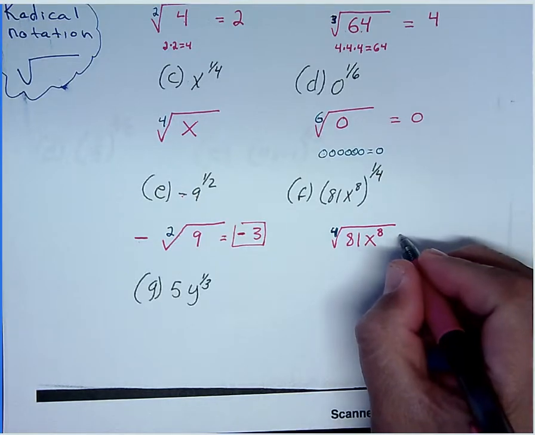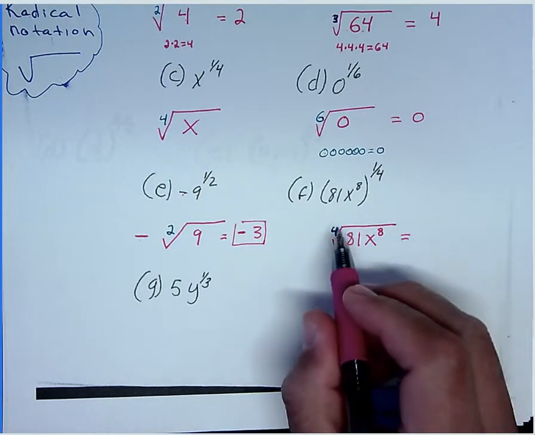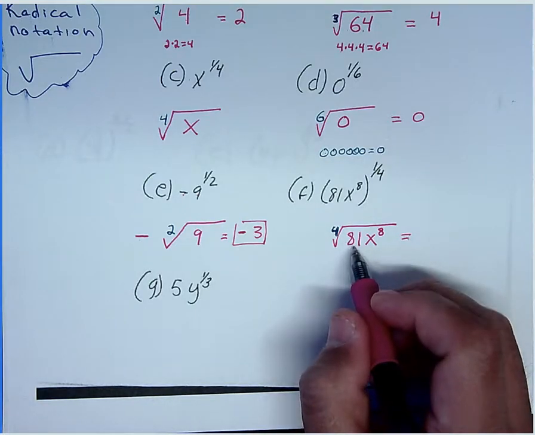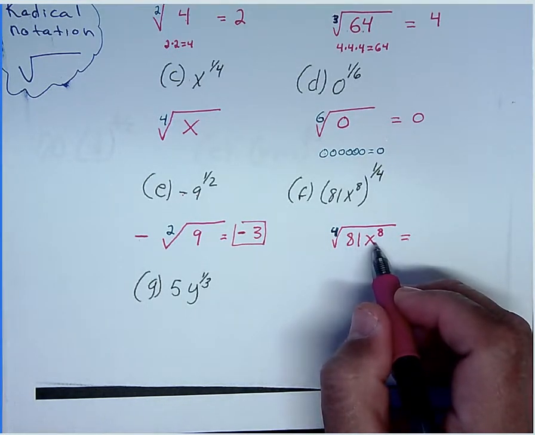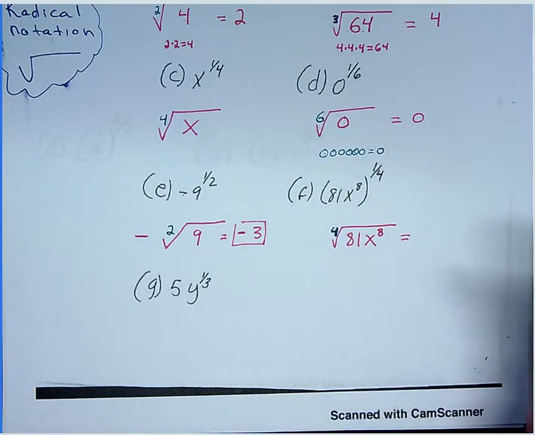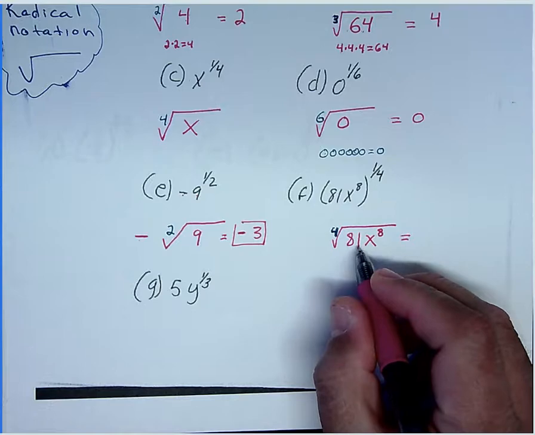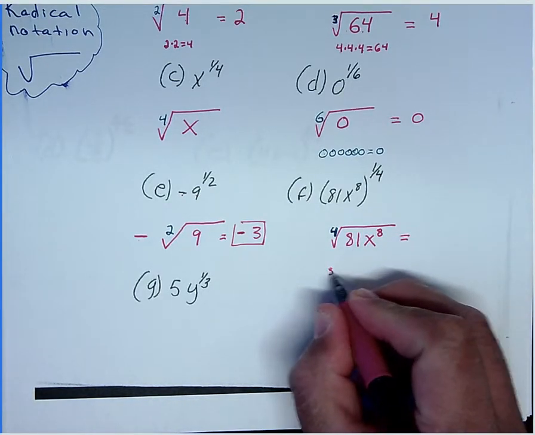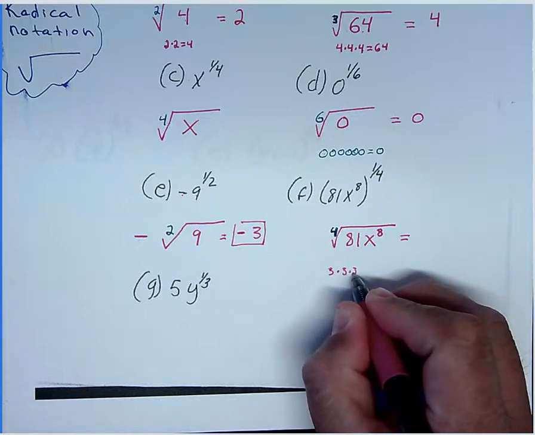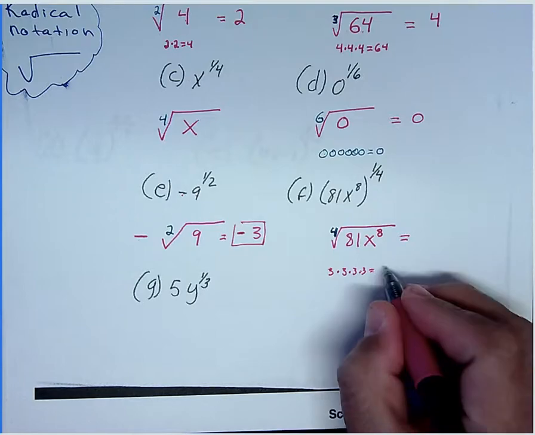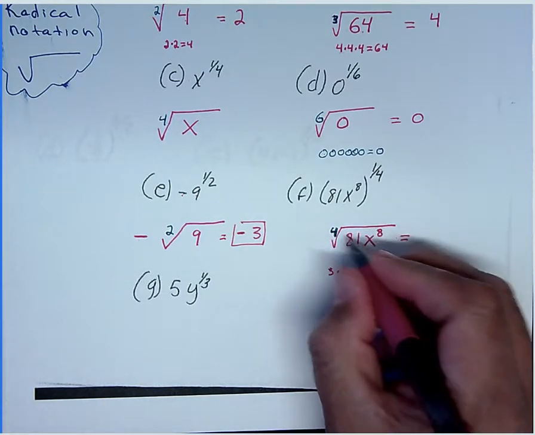Now, when you're simplifying, you have to find the 4th root of 81 and the 4th root of x to the 8. This is the part which is a review, but maybe you guys forgot. So find a number where you multiply 4 times that would give you 81. That would be 3 times 3 times 3 times 3. If you multiply this number 4 times, it gives you 81. So the 4th root of 81 would be 3.